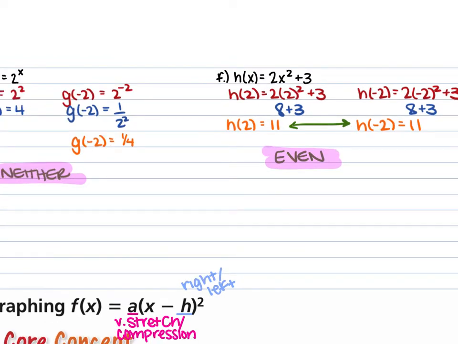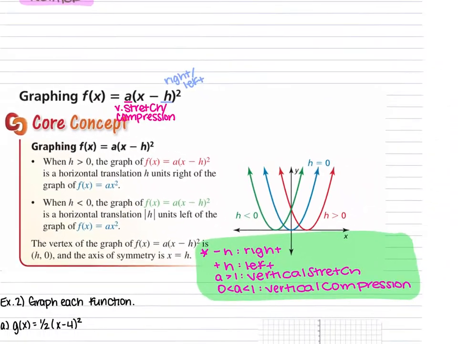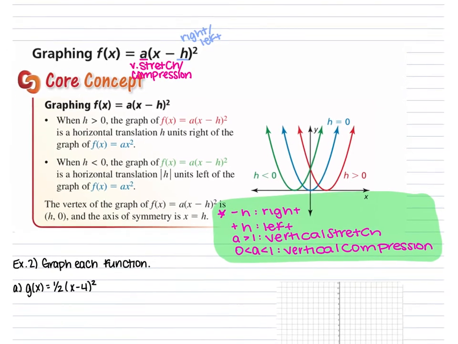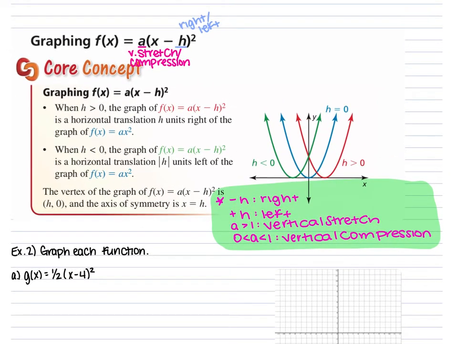The next part of your lesson, we are going to be looking at transformations within these functions. So it's going to prompt you to graph these. However, I'm not going to require you to graph them. What I want you to do is to state the transformation. The ones that we're going to be looking at right now, we're going to be given functions in the form of f of x, g of x, h of x, any of that is equal to a times x minus h squared.